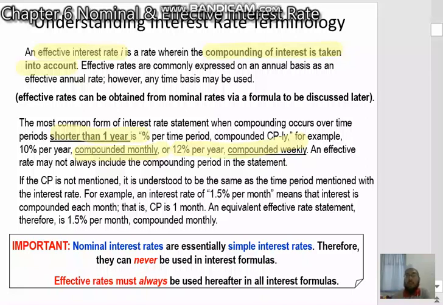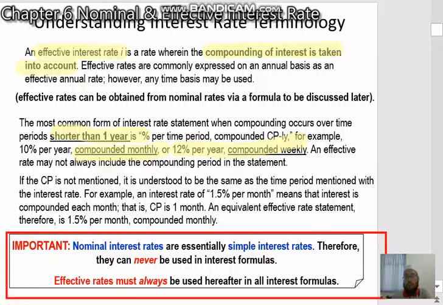So what we learn as an introduction on nominal and effective interest rates is that nominal interest rates are essentially simple interest rates. Therefore, they can never be used in interest formulas. And the effective rate must always be used hereafter in all interest formulas. So we must be careful that the i that we use inside the formula is an effective rate, not a nominal interest rate.